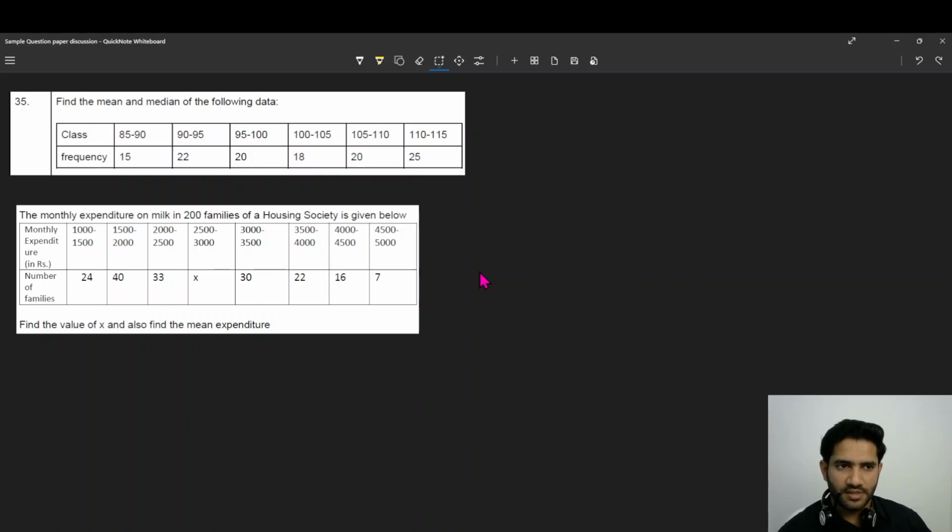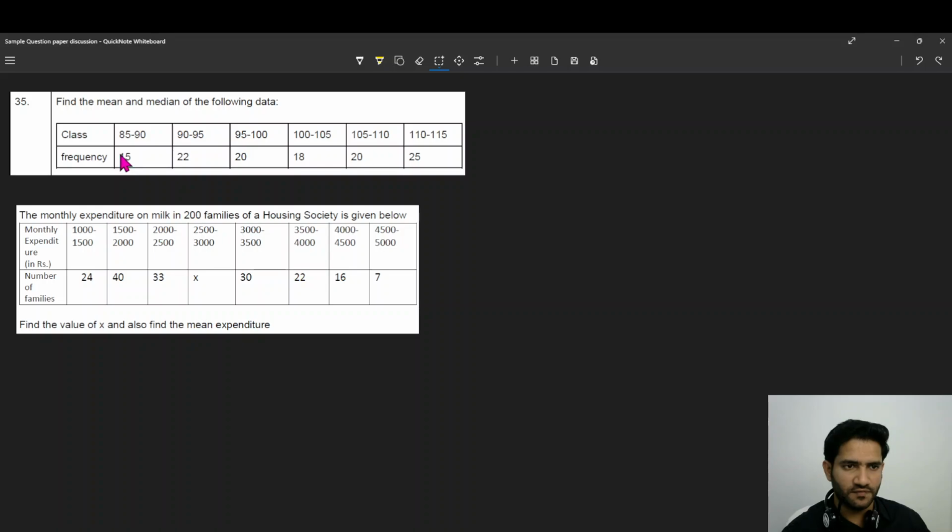So in the previous parts, we have discussed the sample question paper provided by the official CBSE website. Here is the continuation. So 35th question. In this question, we have two choices. Both questions are related to mean and median.